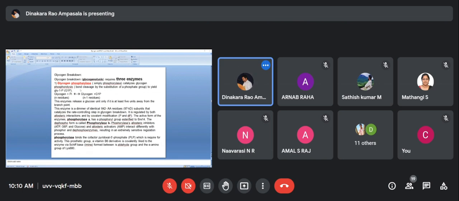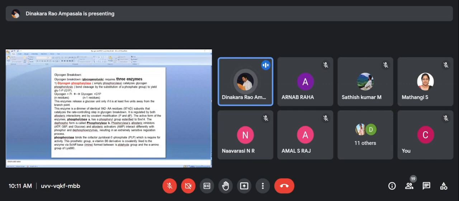So it removes the glucose molecule from the glycogen as glucose 1-phosphate. This phosphorylase is a dimer enzyme which has two 97 kilodalton subunits. It is present in two forms, an activated and an inactivated form. This activation can be done by covalent modification as well as allosteric interaction.